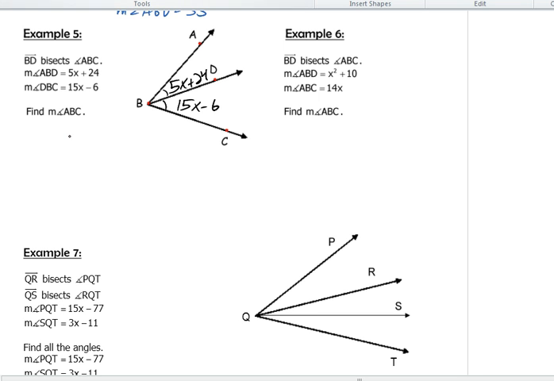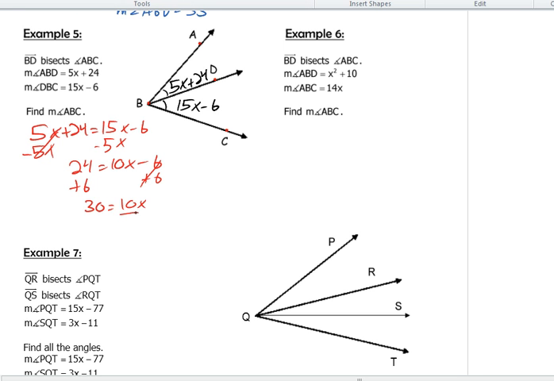First, we know that 5x plus 24, that angle has to be equal to 15x minus 6. They're two equal angles. Subtract 5x, and you can probably do the rest. Fast forward, or pause and then work ahead if you want to. See if you get the right answer. So we get x is 3.